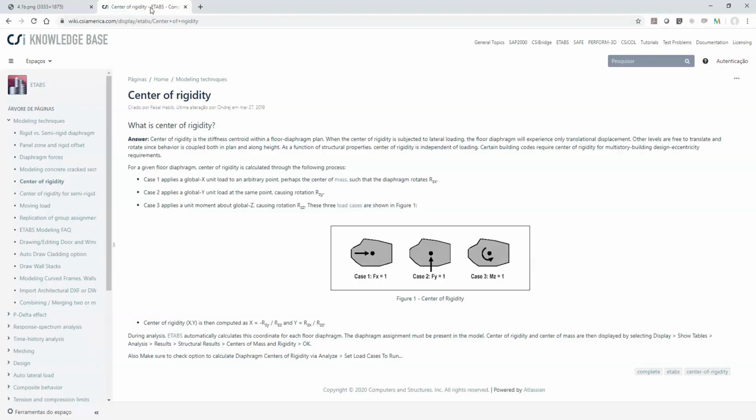To understand how this calculation works, ETABS automatically applies a force per story in 3 independent load cases, covering all stories and all 3 directions. This means the number of load cases is 3 times the number of stories. These forces consist of 2 horizontal translational loads and 1 rotational load about the vertical axis.